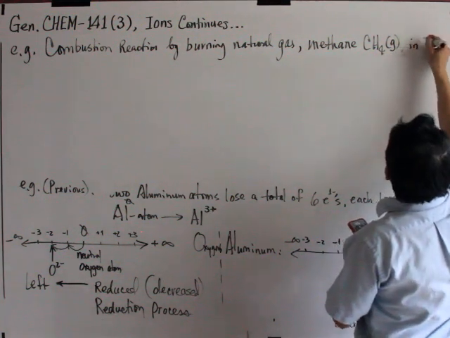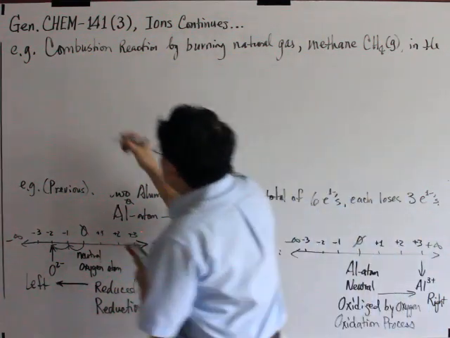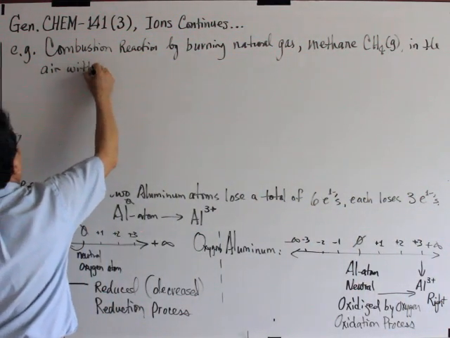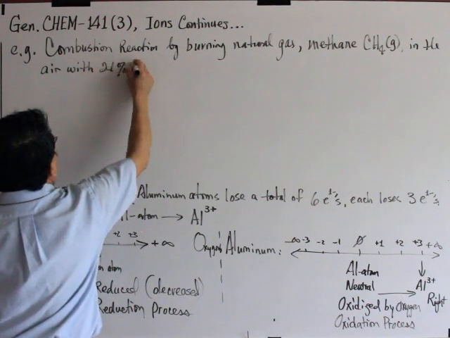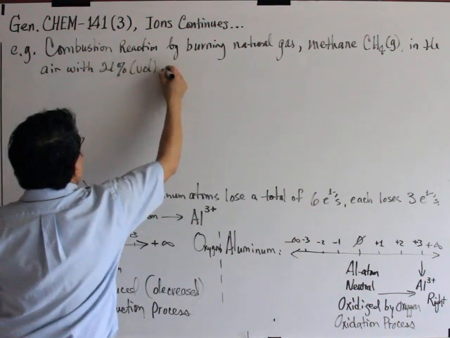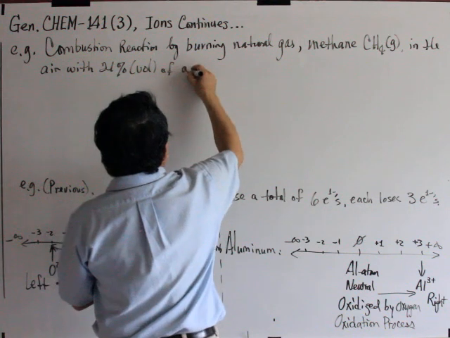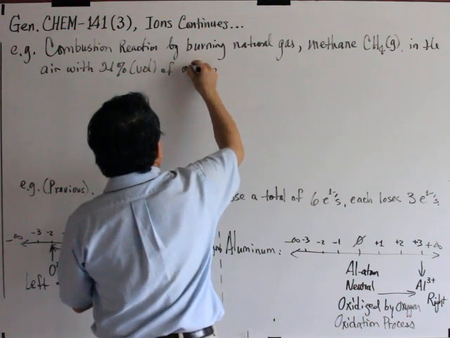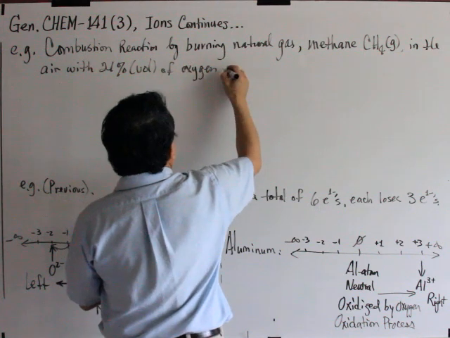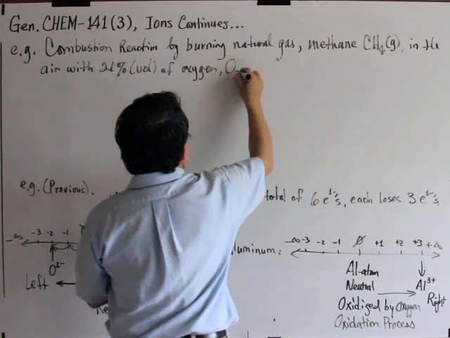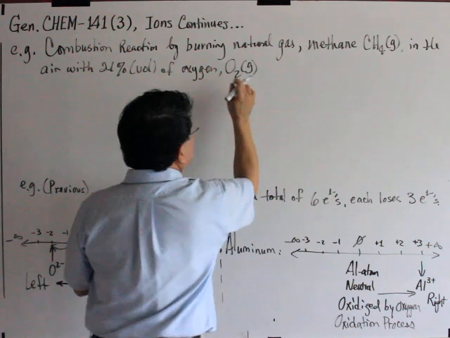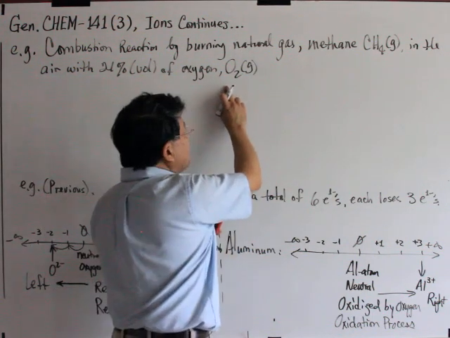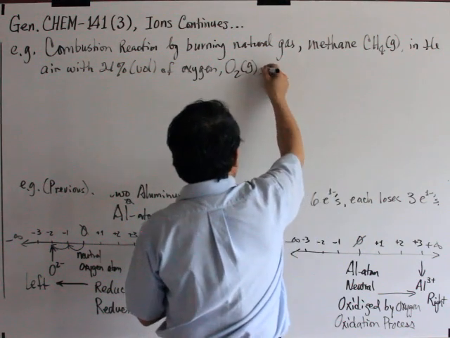In the air with 21% by volume of oxygen. Let's put here oxygen, all right, in the air, which is O2(g). Now that's the physical state of gas. They're both gas. O2, a diatomic molecule for oxygen, right?